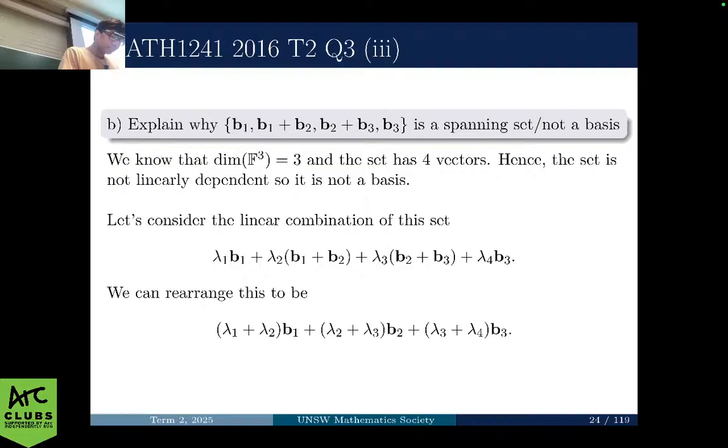Then let's consider the linear combination of this set, because we're trying to prove that it's a spanning set. So not a basis, hopefully pretty trivial: 4 vectors, dimension of F3 is 3. Let's consider the linear combination: lambda 1 times the first term, lambda 2 times the next term, lambda 3 times the next term, lambda 4 times the next term. And again, we're doing the same thing as earlier. We're just going to group it for B1, B2, B3.